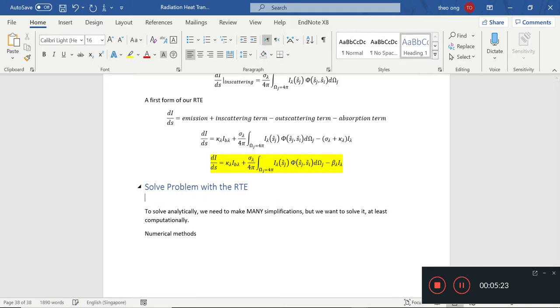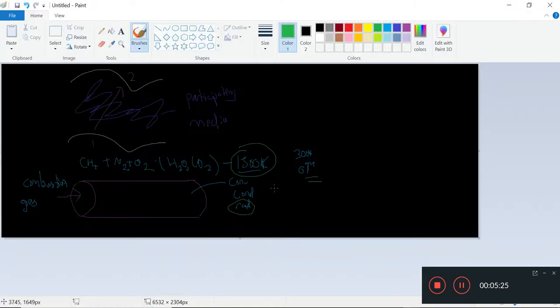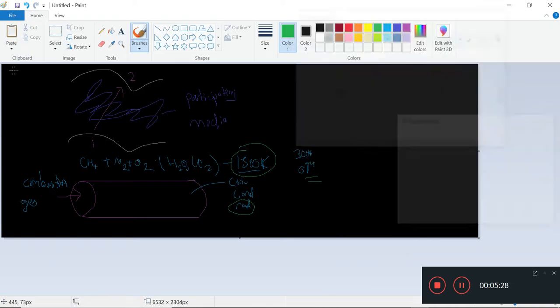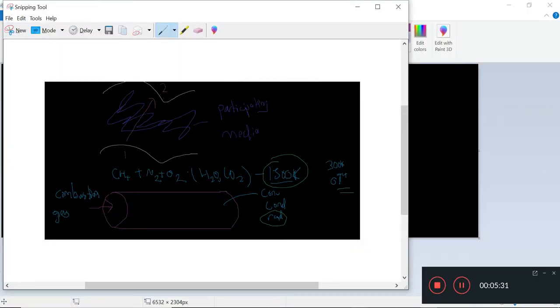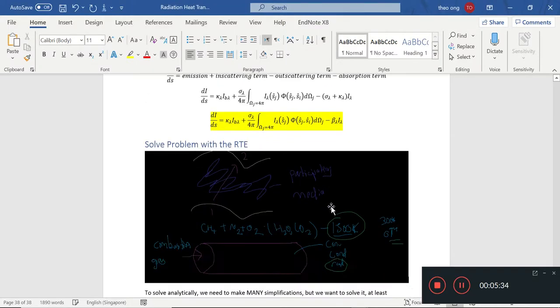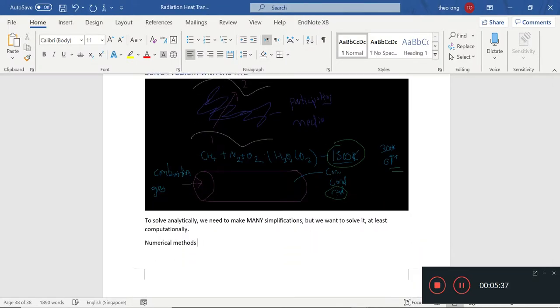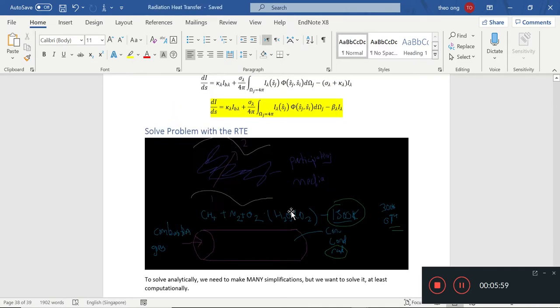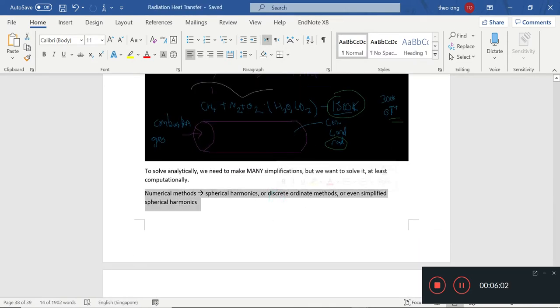Okay, let's put this in. I want the picture of this in, at least to give us an idea of what we are trying to do. So for the numerical methods, we want to use something called spherical harmonics or discrete ordinates, or even maybe simplified spherical harmonics. There are lots of methods there. Even with computers, it's going to be pretty complicated to solve.